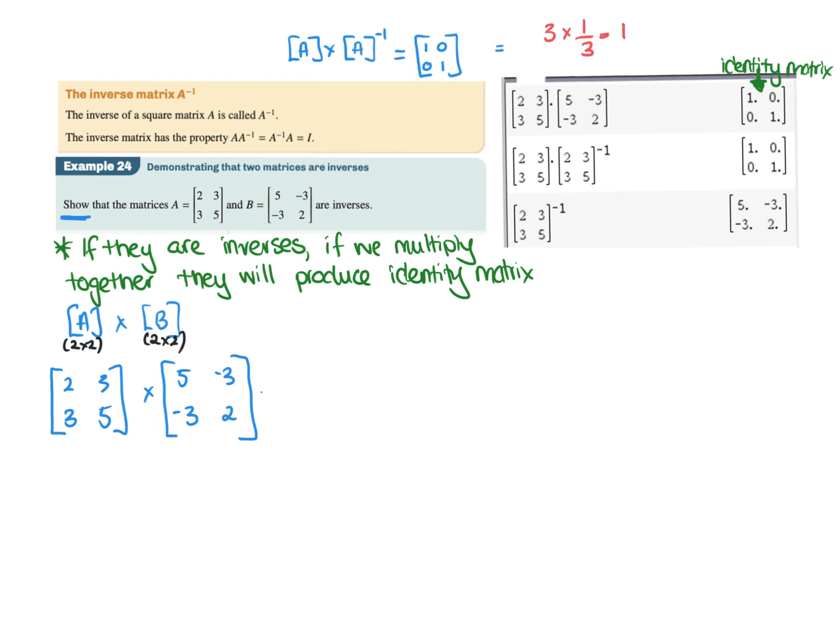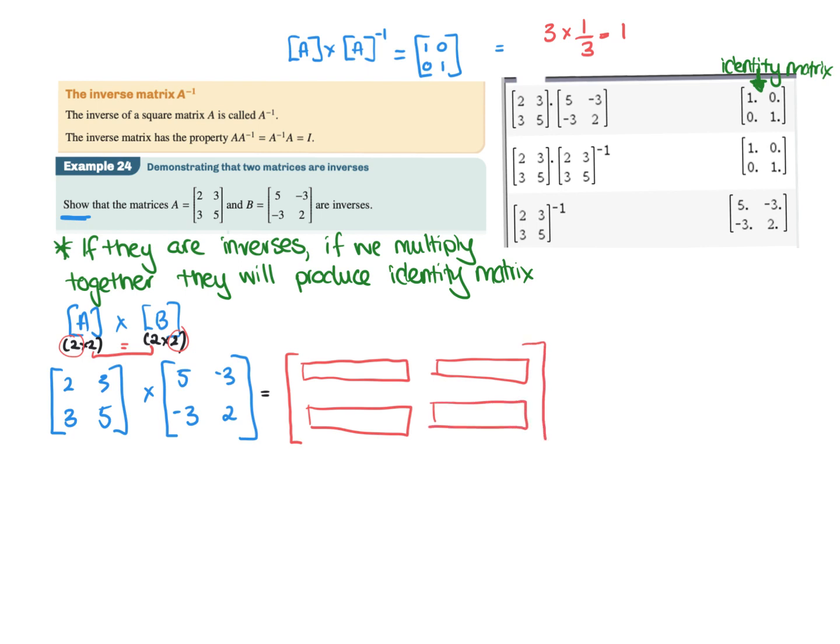So when we do that, yes, it's defined. We know because those two numbers are equal, it's possible, and we know our answer is going to be a 2 by 2. Remember what I said, when you're doing it manually, set it up. So I'm going to have 2 rows and 2 columns, setting up the little boxes to show where my elements are going to be.